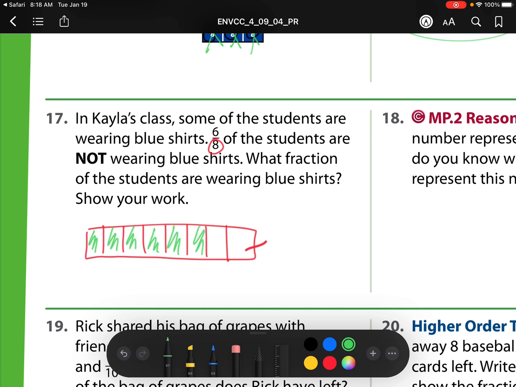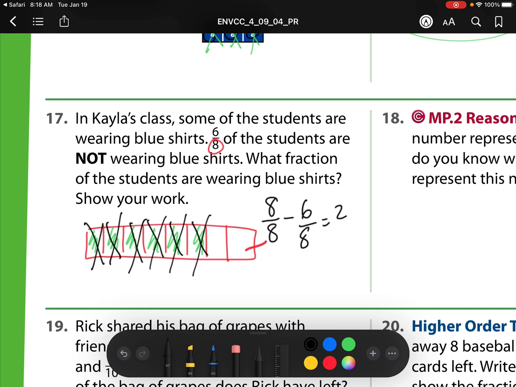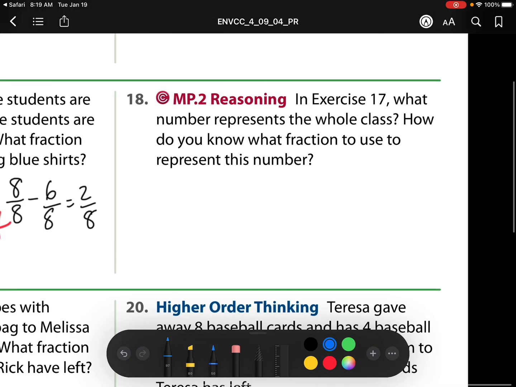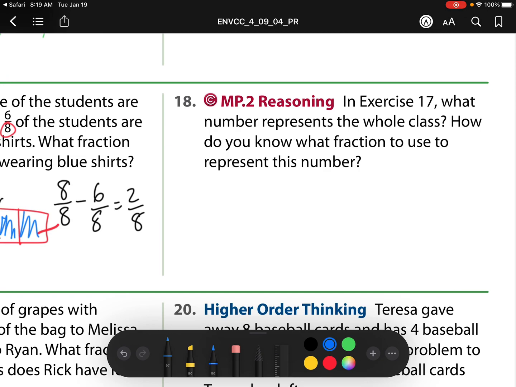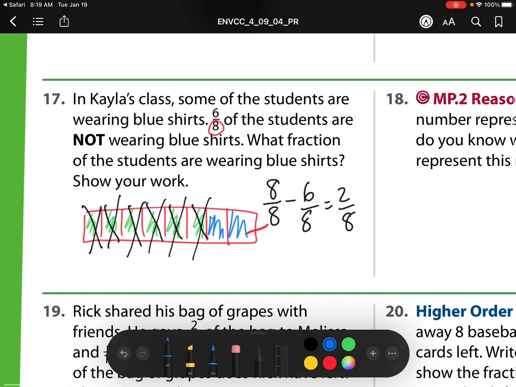So that's how many are. So looking at that, we start out with what? We'd start out with 8/8 is our total, and we're taking away all of these non-blue shirt people. So that's taking away 6/8, which gives us 2/8. We could have also just filled in the colors like this and seen, well, that's also 2/8. So how many students are wearing blue shirts? 2/8.